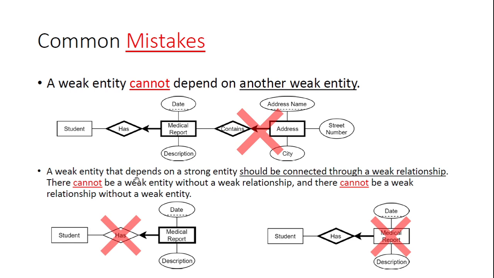A weak entity that depends on a strong entity should be connected to a weak relationship. So if I have a weak entity, I should also have the weak relationship. Both the relationship and the entity set should have the bold lines. Otherwise, if only one of them is bold, it's a notation mistake. So in this case, the has relationship should have bold lines, and the medical report entity set should have the bold lines.